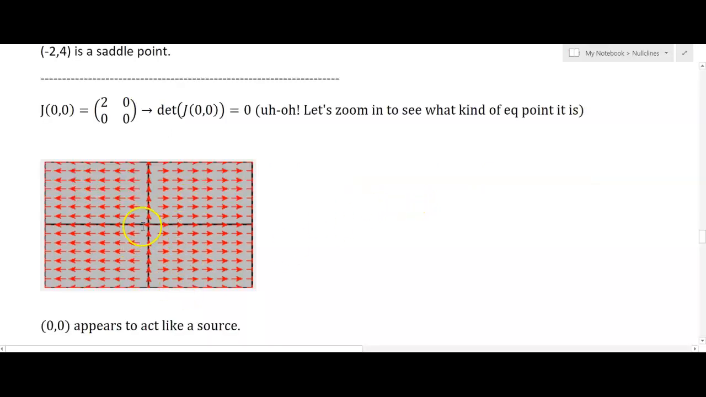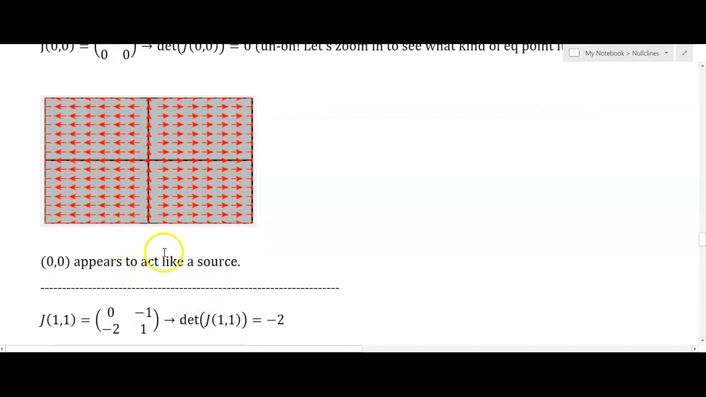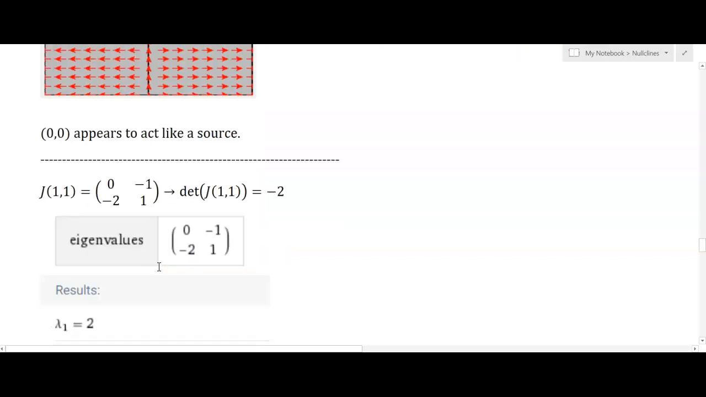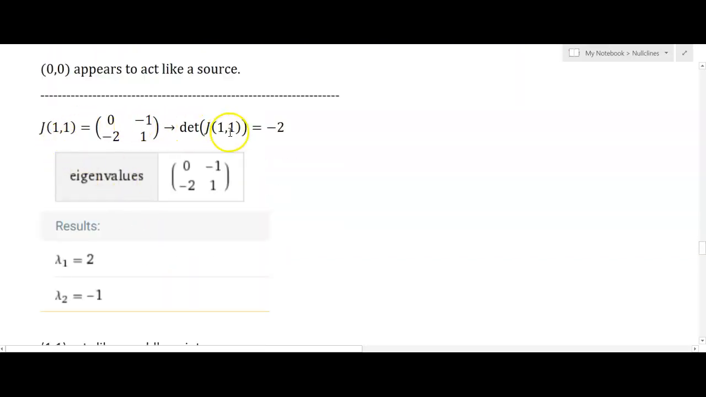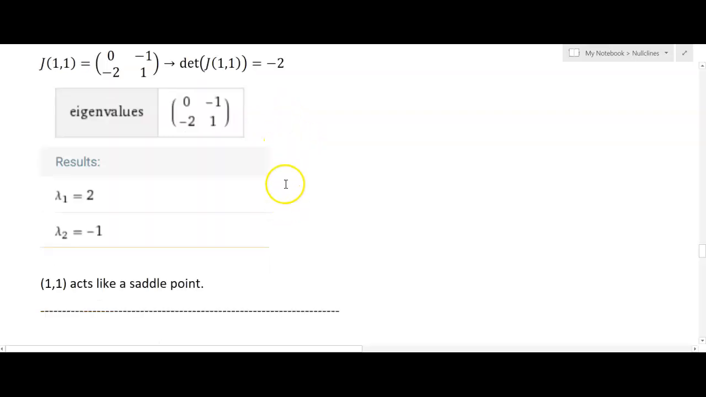And if we look at the phase plane near 0, 0, we really see that the points are moving away from 0, 0. And so it appears that 0, 0 is acting like a source. For the point 1, 1, when we enter that into the Jacobian matrix, we get a determinant of -2, which is fine. Compute its eigenvalues. We get 2 and -1, which means 1, 1 acts like a saddle point.